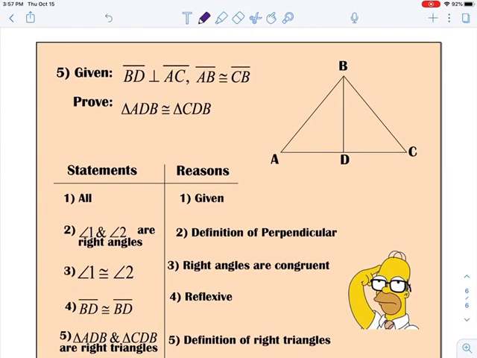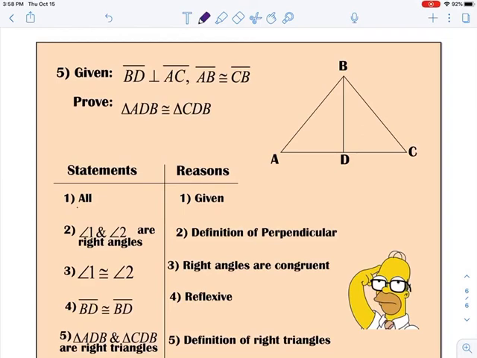And our last one for today, we have BD is perpendicular to AC, and that AB is congruent to CB, and we want to prove that triangle ADB is congruent to triangle CDB. So again, this is kind of done out for you already. It would have little things popping up on the smartboard, but converting it to a PDF, they're all here already.